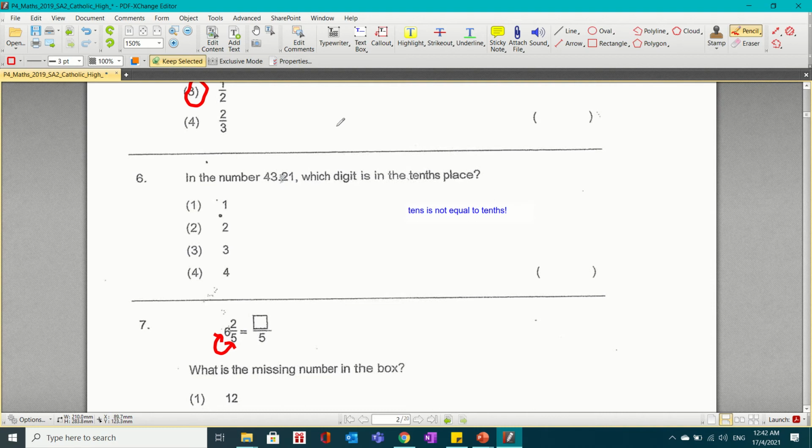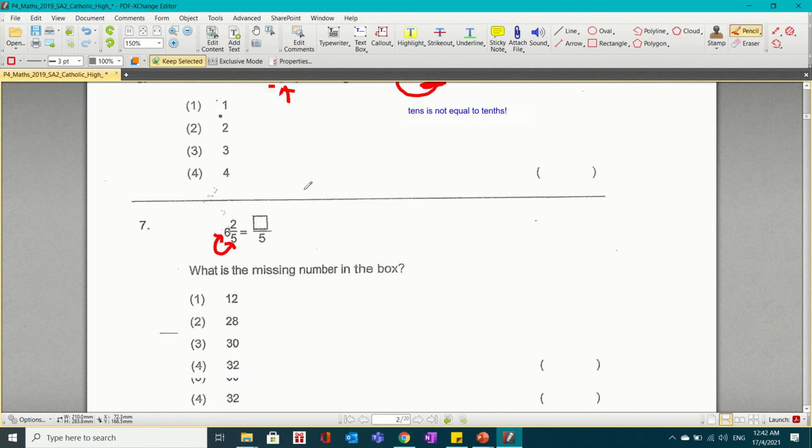Moving on to question 6, tenths. I think the emphasis here is on the TH and S at the back. So if you look at it clearly, it's looking at the decimals. It's not looking at your tens place, but is rather looking at your tenths place. So the answer should be 2.